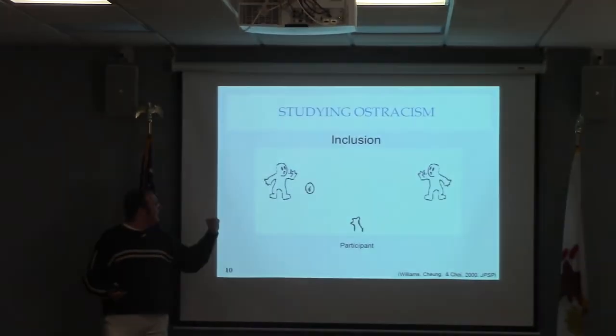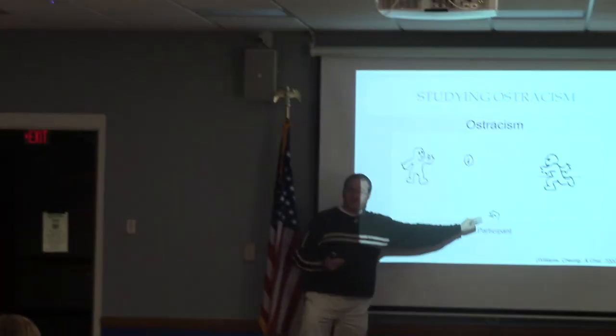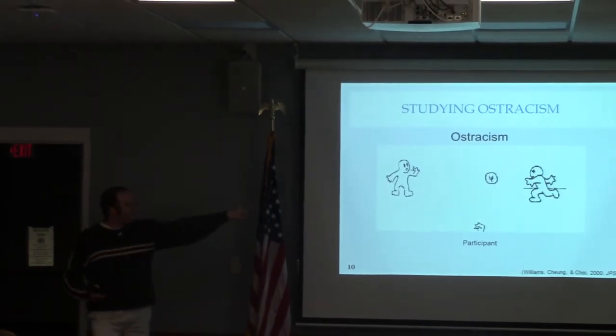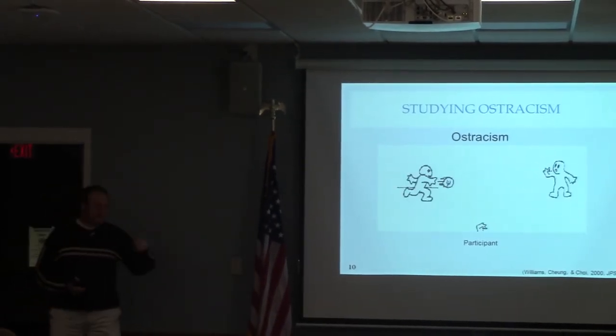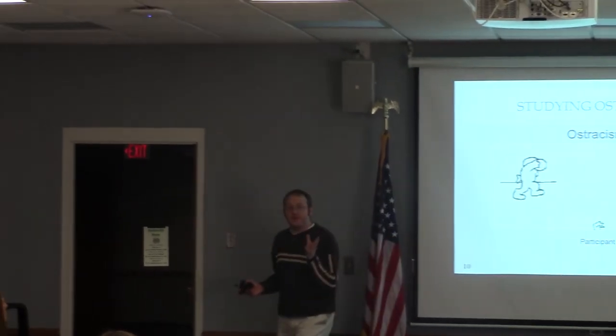In the ostracism condition, though, they are programmed to give the ball once apiece to the participant to demonstrate that they can, and then for the remainder of the game, it just goes back and forth. Once again, no matter how long you want the game to go. And people pick up on this really quickly. Usually after a couple cycles, they're like, hey, wait a minute.